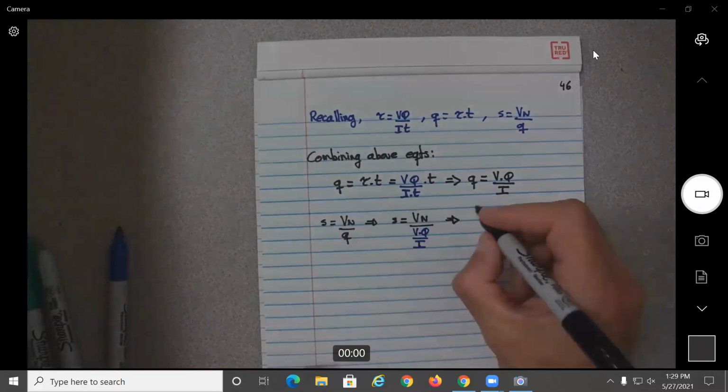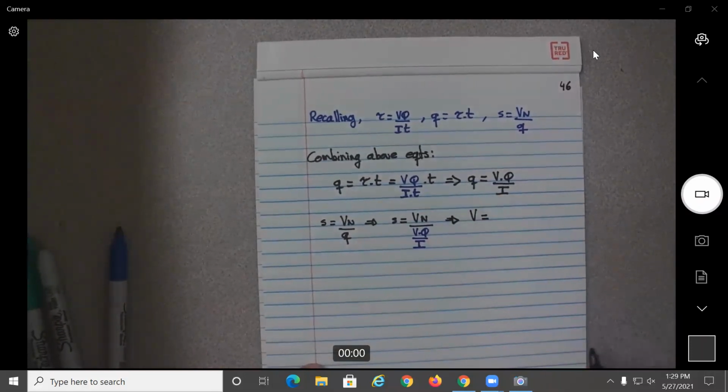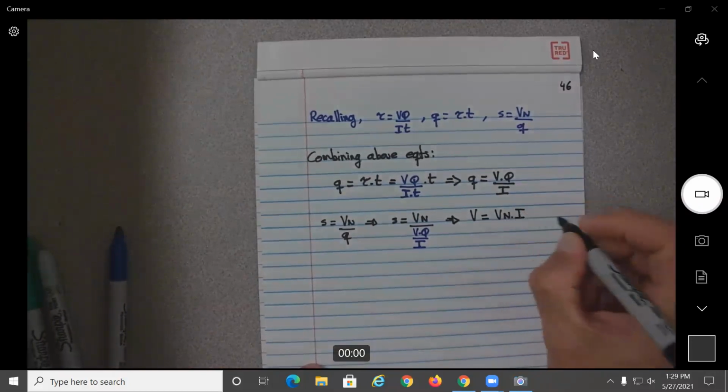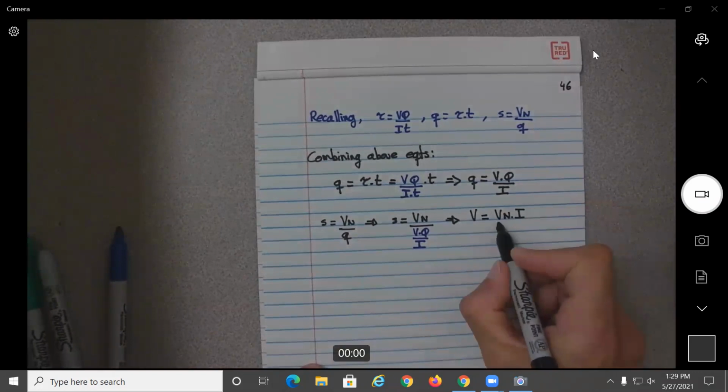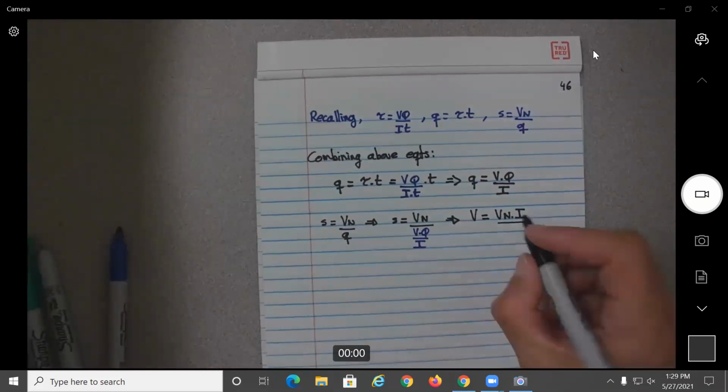Which, if I solve, V will be equal to what? V nail times the moment of inertia I, divided by Q times S.